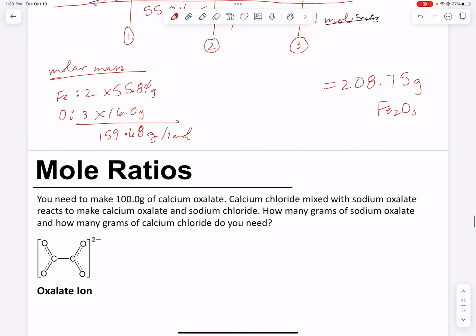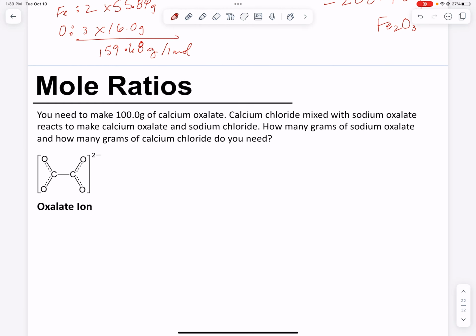All right, this last problem, I'm not gonna do the full thing. It's quite a long problem, but I'll do half of it because the second half will essentially be the same as the first half, just with different substances in the problem. So it says you need to make 100 grams of calcium oxalate. And here in the picture you see what an oxalate ion is. So this is a polyatomic ion, just not one we've had to memorize.